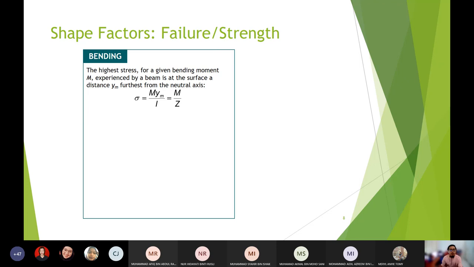So the highest stress for a given bending moment, M, is at the surface, at a distance YM, furthest from the neutral axis. The highest stress is equal to M, the bending moment, times YM, the farthest distance, over the second moment of inertia. The ratio of the farthest distance over the second moment of inertia we define as Z, so the stress is M over Z. So the beam fails when the bending moment is large enough for the stress to reach the failure stress of the material. So the bending moment at failure is equal to Z times the stress at failure.